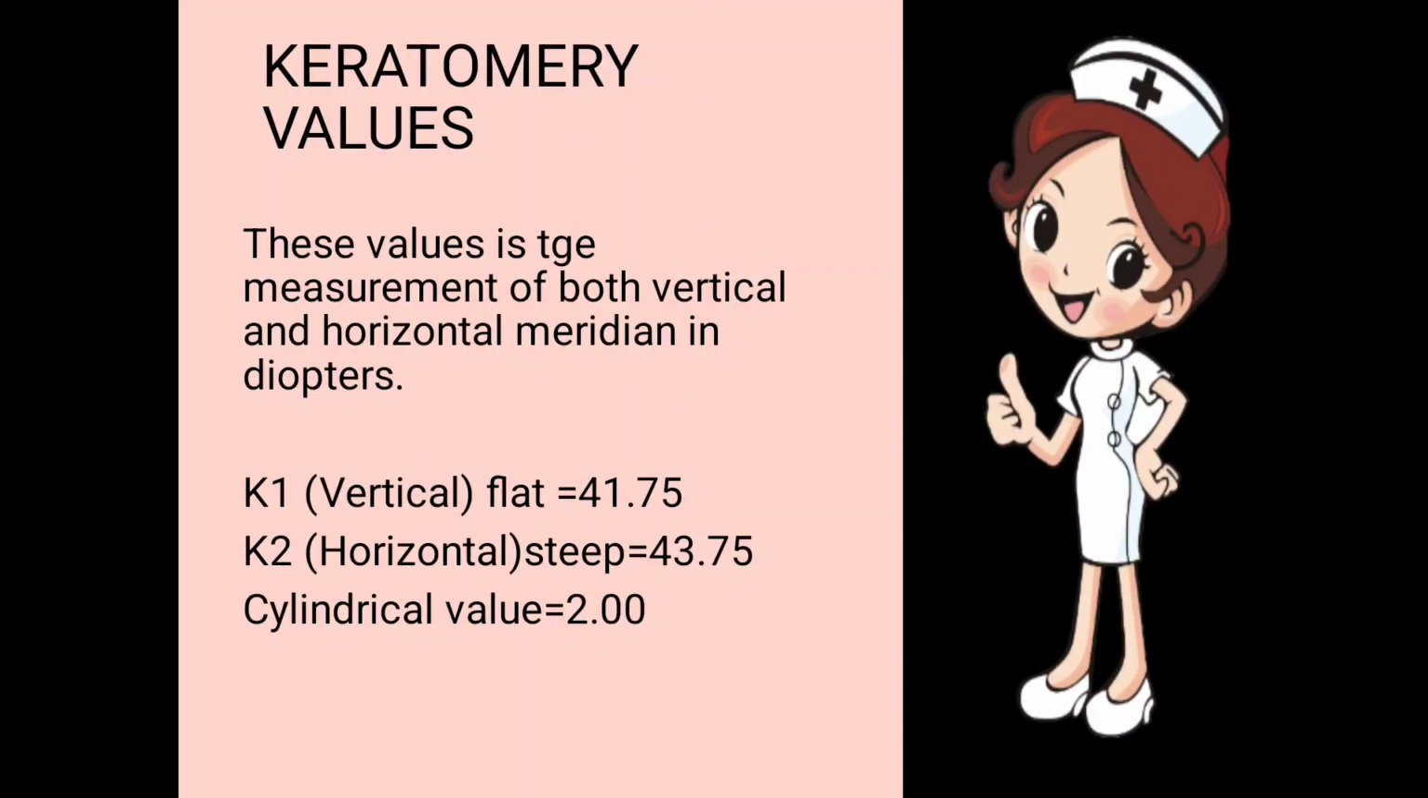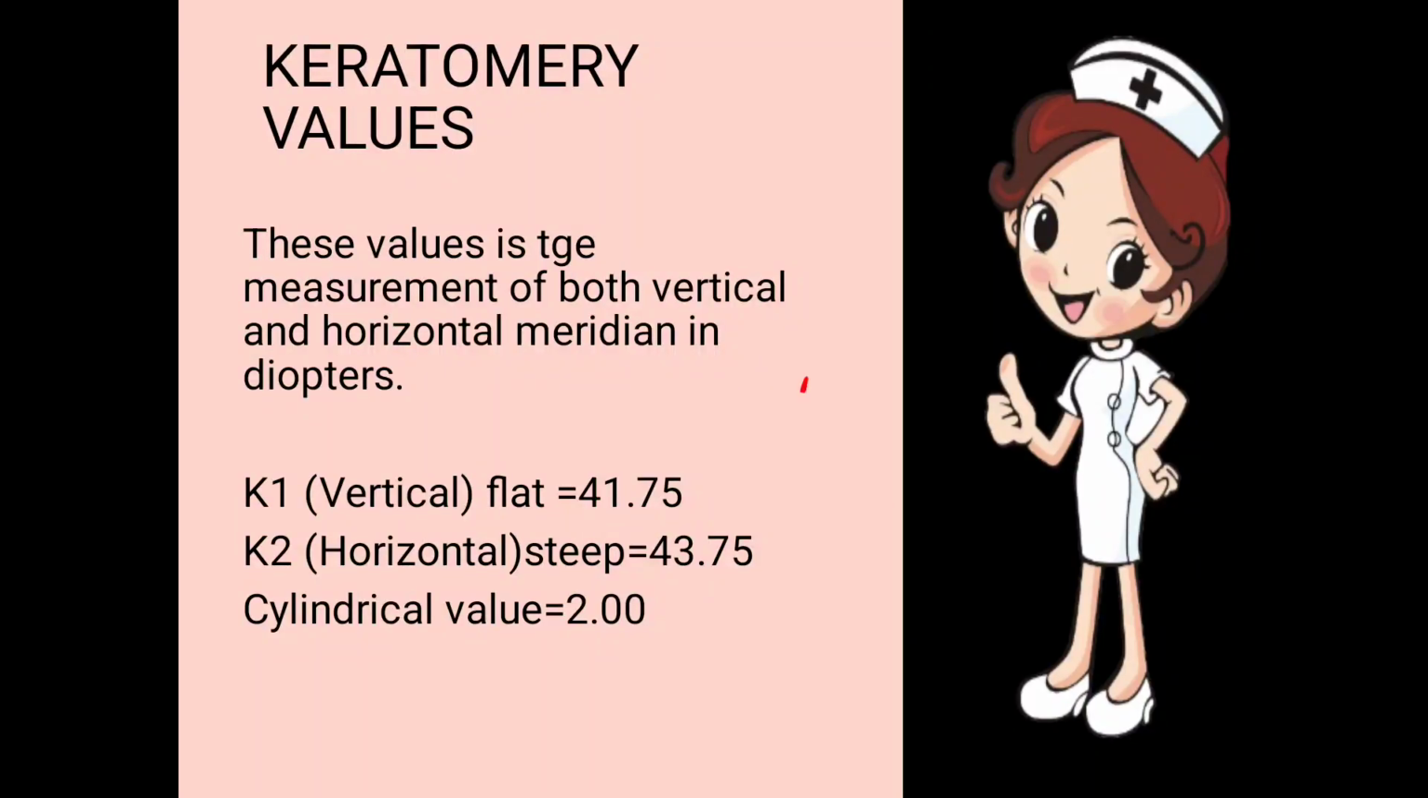Next one, keratometry values. Again, the keratometry values as well as the axial length, both are very important for calculating the biometry. Only two things are there. These values are the measurement of both vertical and horizontal meridian in diopters. So it will give the flat meridian and the steep meridian.